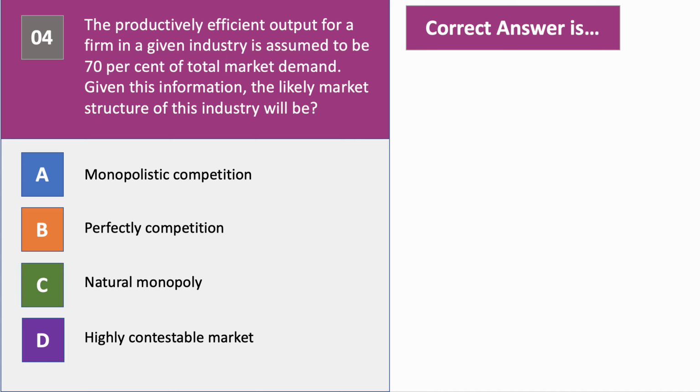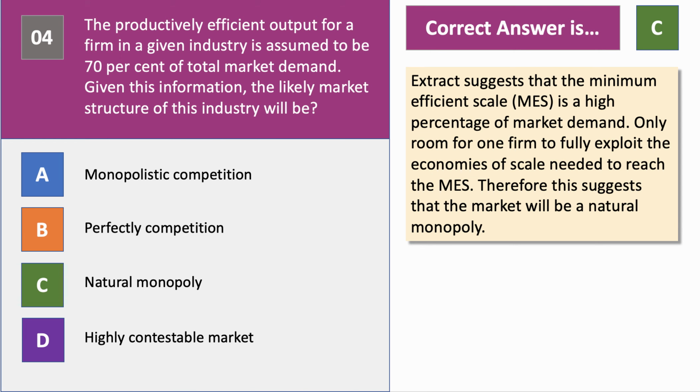So we're given this information that there's a very high minimum efficient scale. The productive efficient output is very high. So the right answer to question 4 is C. The extract is saying that the minimum efficient scale is a very high percentage of the market. There's only really room for possibly one firm to fully exploit the economies of scale. Therefore, that suggests the market will be a natural monopoly rather than the other 3 options, which actually suggest lots of firms in the industry.